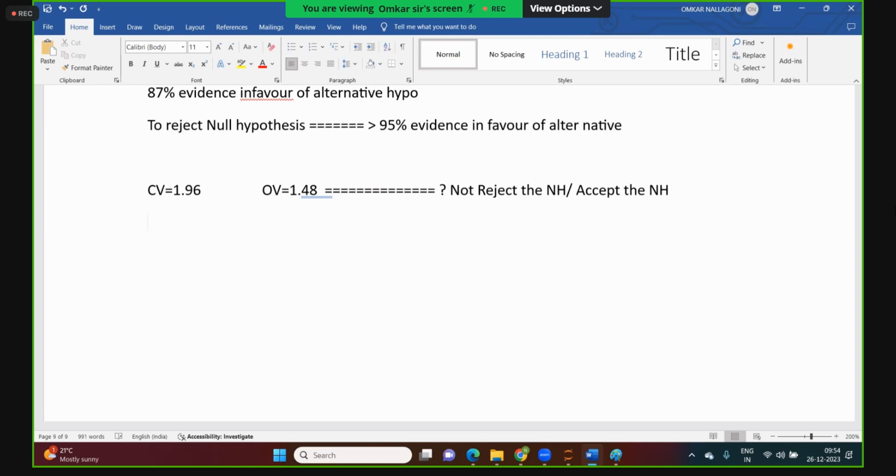Now, the alpha value. What is the alpha value? 0.05. Now, what is the p value for this?